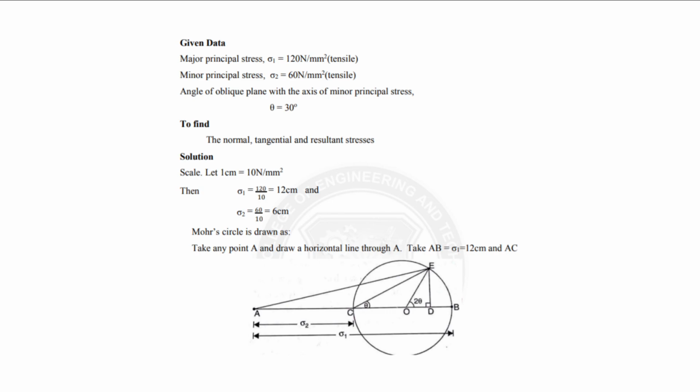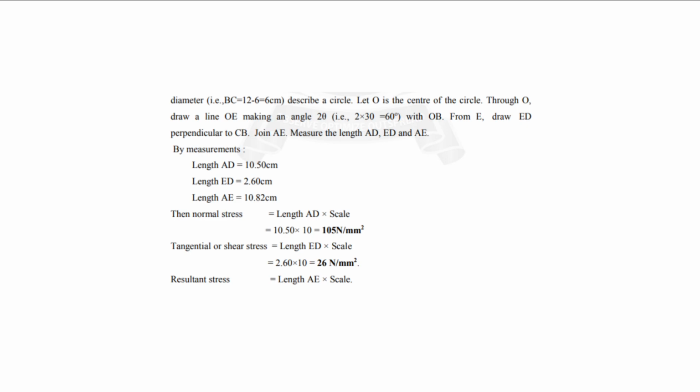Solution: first, sigma 1 is equal to 120 divided by 10, that is 12 centimeter. Sigma 2 is 60 divided by 10, that is 6 centimeter. Take any point A and draw a horizontal line through A. Take AB, sigma 1 equal to 12 centimeter, and AC. So by using this diagram we mark the values, measuring them here. Length AD is equal to 10.50 centimeter, length ED is equal to 2.60 centimeter, and length AE is equal to 10.82 centimeter. The normal stress is equal to length AD into scale, 10.50 into 10, that is 105 Newton per mm square.